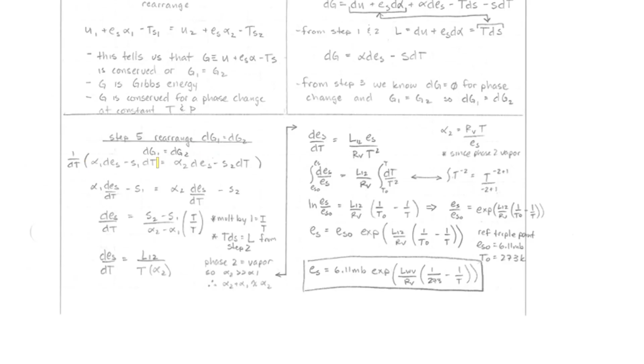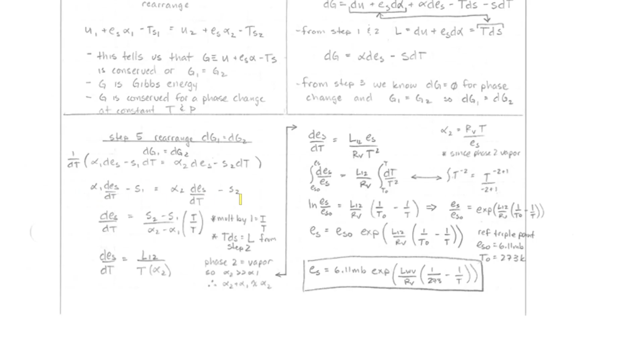and here you've got dg1 on the left-hand side, you've got dg2, which is just applying this equation up here, down here to the specific states. We then multiply by 1 over dT, and we end up with this equation here.